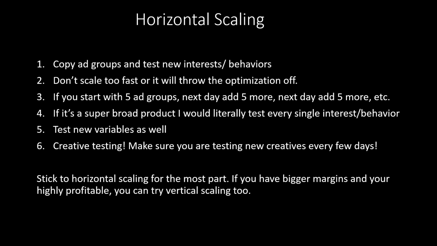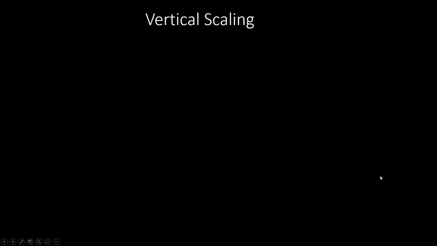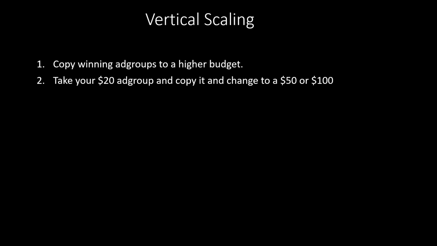So I would stick to horizontal scaling for the most part, but if you have bigger margins and you're highly profitable, then you can start trying vertical scaling as well. And for vertical scaling, what you're going to do is copy your winning ad groups to a higher budget. So take your $20 ad group, and if it's doing good, you're going to copy it and then set the new budget to $50. Then you're going to watch that again. Watch the $50 ad group. And if that does good and it's still profitable, then you can copy that to $100. Make sure you monitor that.